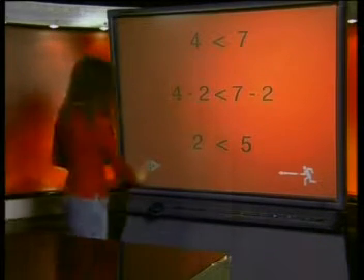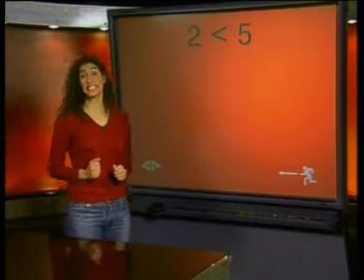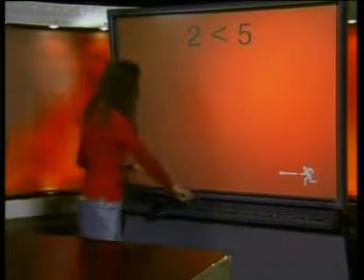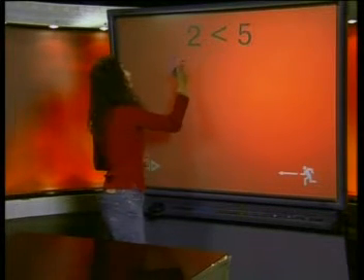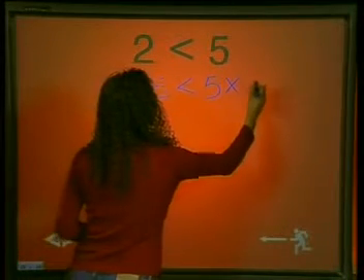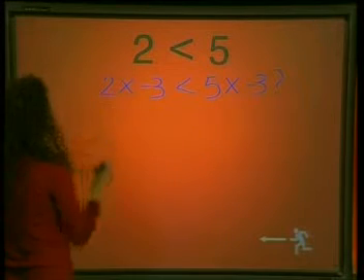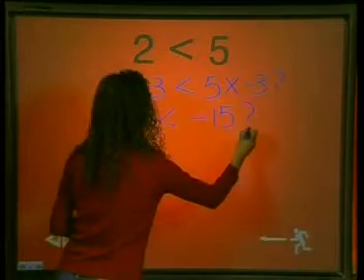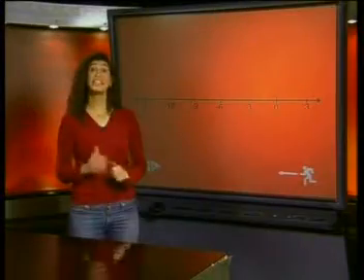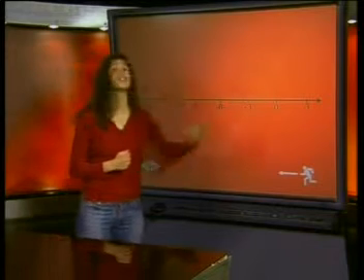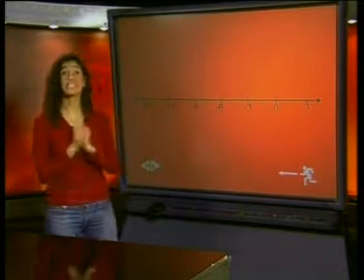Here's an example. Now you know that 2 is less than 5. What happens if we multiply by a negative number? Can we say that 2 multiplied by minus 3 is less than 5 multiplied by minus 3? This side gives us minus 6 is less than minus 15. Let's check this on a number line. Minus 6 is closer to 0 on the number line than minus 15 is to 0. So your answer is no.